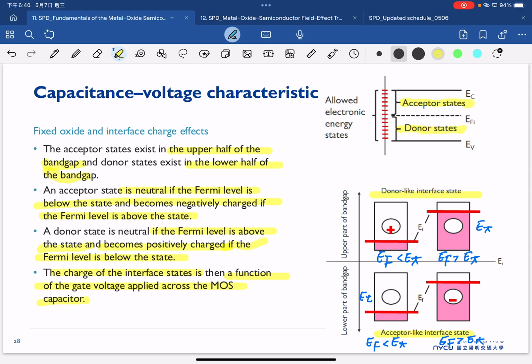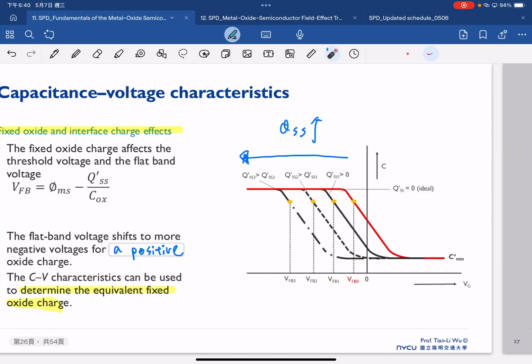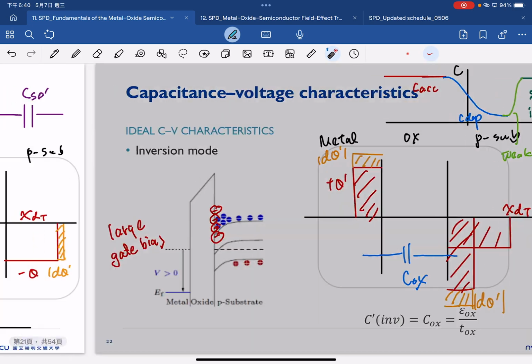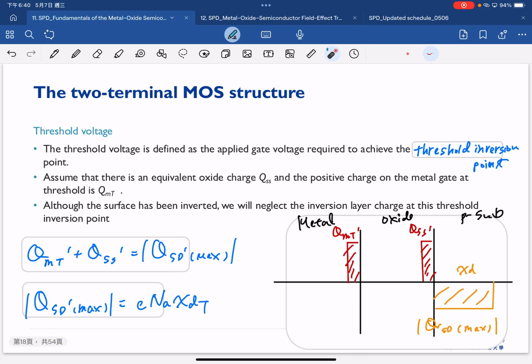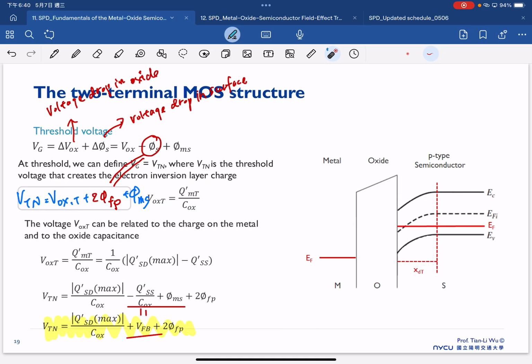Then if you look at this previous Venn diagram, let me just try to find it, like here. You can see under the gate bias, at this moment, this is a case where we start to have an inversion. So that means if the states below are acceptor states, then they will start to be charged as negative, because now these states are below our EF.